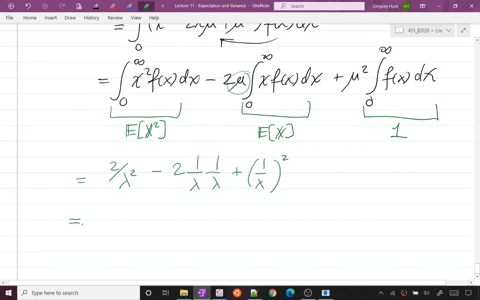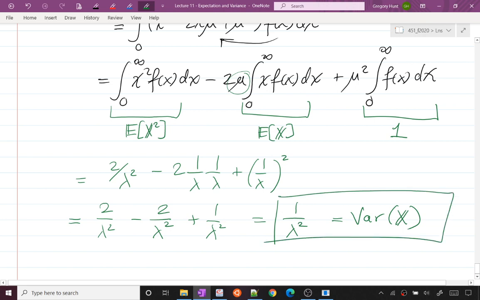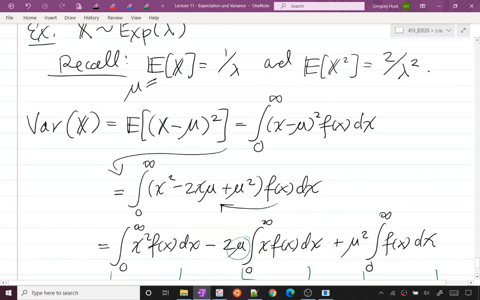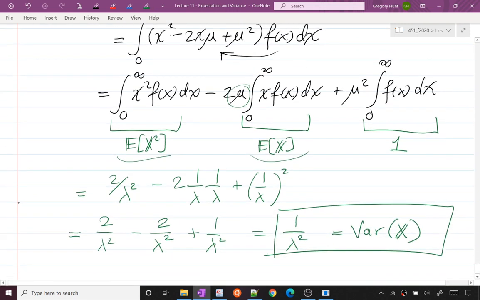So what we get, hopefully if I've done this correctly, is 2 over lambda squared minus 2 over lambda squared, plus 1 over lambda squared. And at the end of the day, we get 1 over lambda squared. And that, I claim, and think I've just shown, is the variance. So for an exponential random variable, the variance is 1 over lambda squared. And we use some nice tricks. Actually not that bad of an integration problem because we already knew, because I had calculated this before, the expected value of x squared and the expected value of x. So it's actually not so bad.